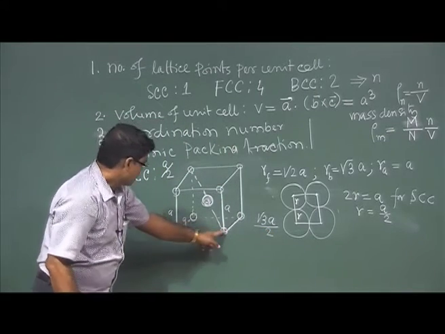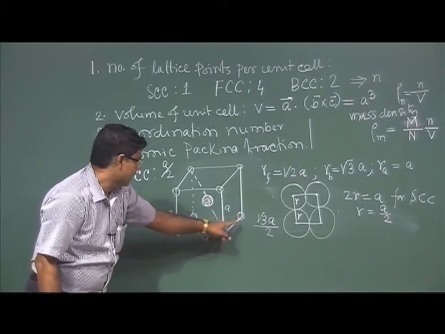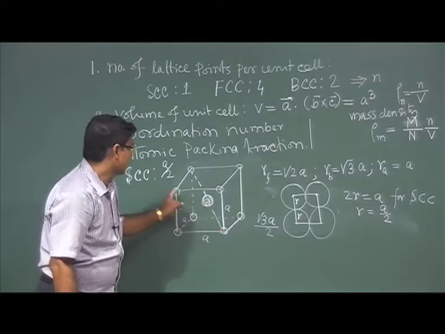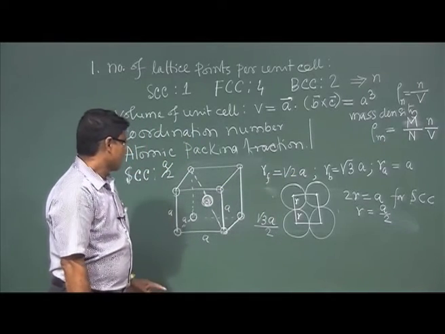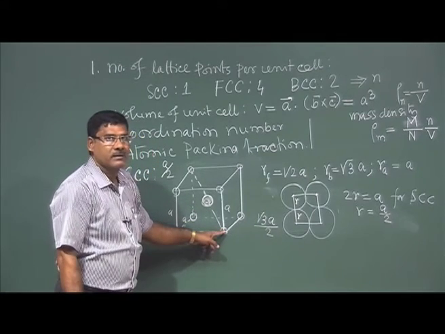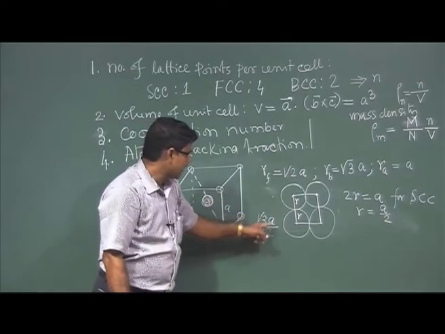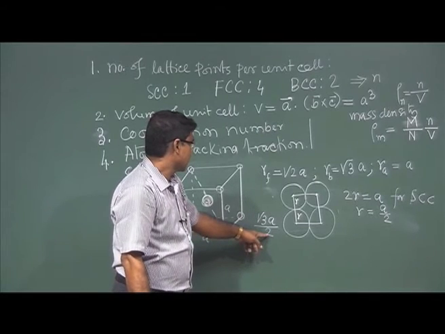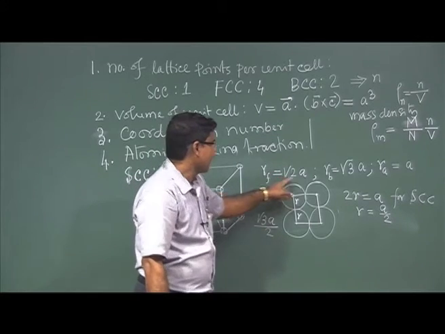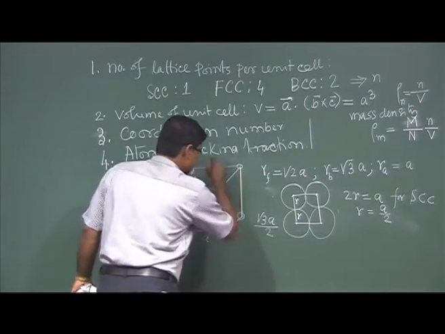Other distances are there. This distance will be a, and for these two, it will be root 2 a. So root 3 a by 2 is the smallest distance in this BCC lattice, among root 2 a and a, right. This will be the smallest distance.